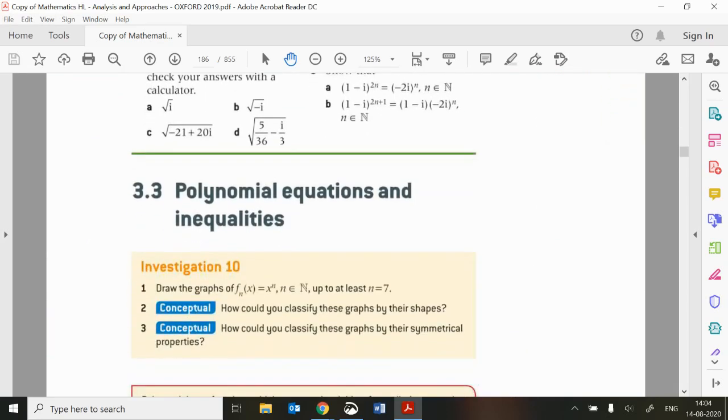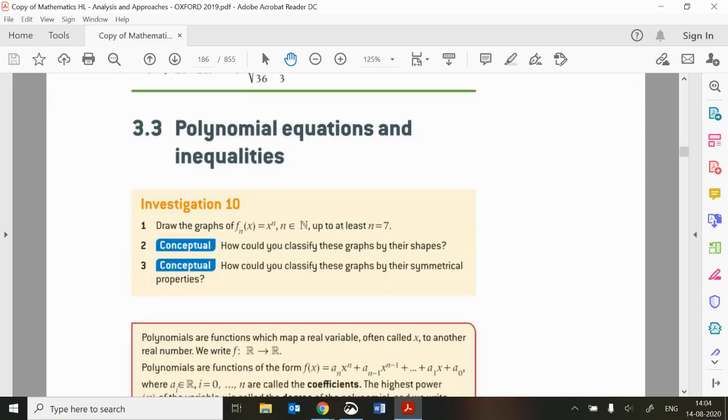Next time round, we're dealing with polynomial equations and inequalities with complex numbers.